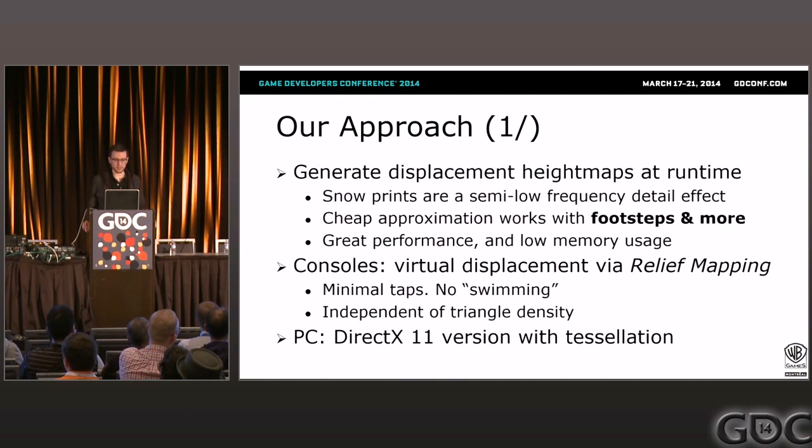With these height maps, we can then use simple things like 3 or 4 taps of relief mapping at runtime on 360, PS3, and Wii U with none or barely any noticeable texel swimming, because the third-person camera never gets that low with respect to the floor.